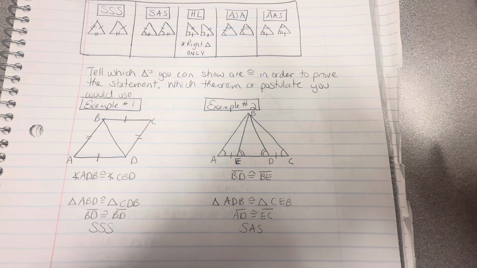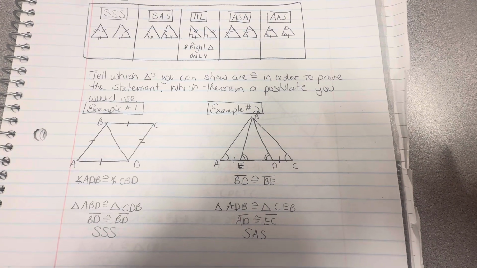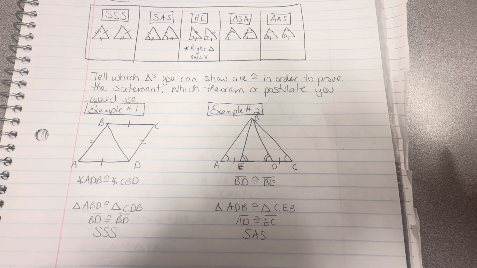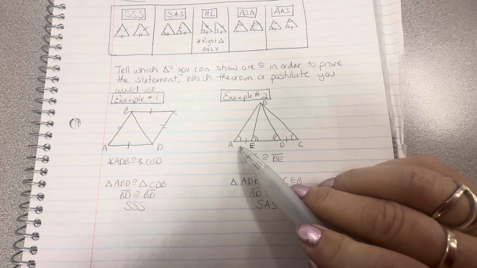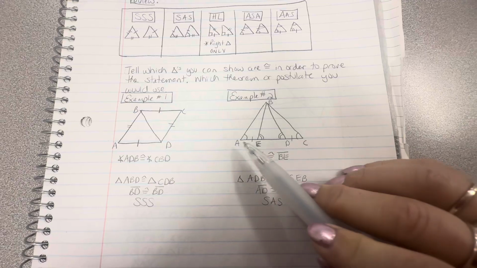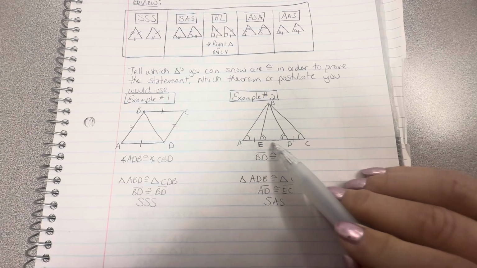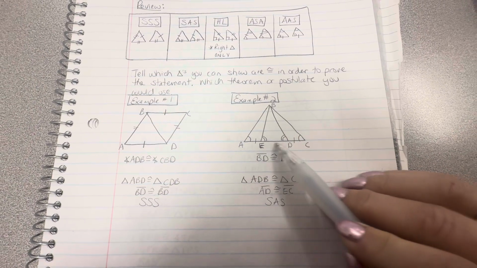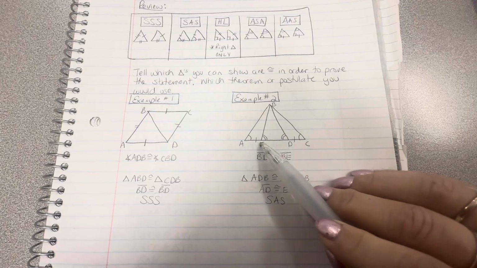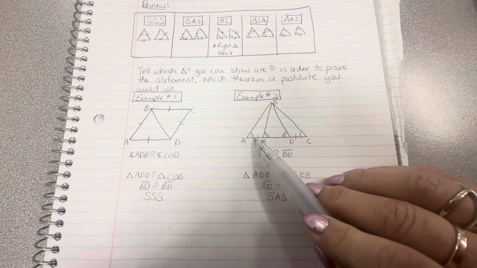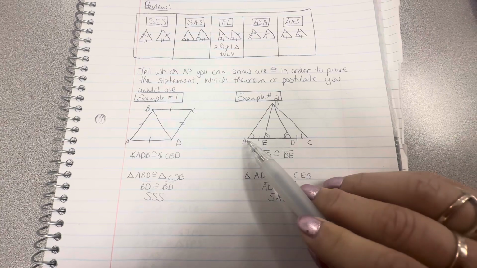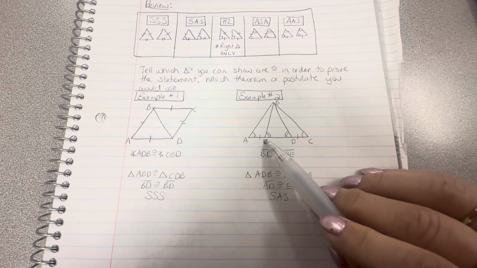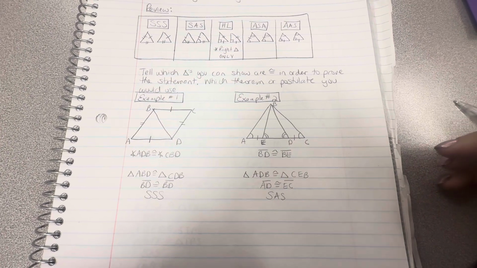So I can say that AD and EC are congruent. I have AE being marked as congruent, DC is congruent. So AD has an overlap of ED. EC also has an overlap of ED. So if AE and DC are congruent and they both have an overlap of ED, it's safe to say that AD and EC are congruent.